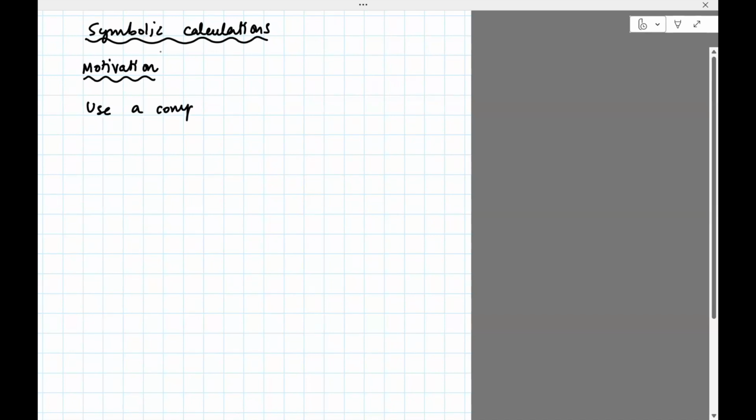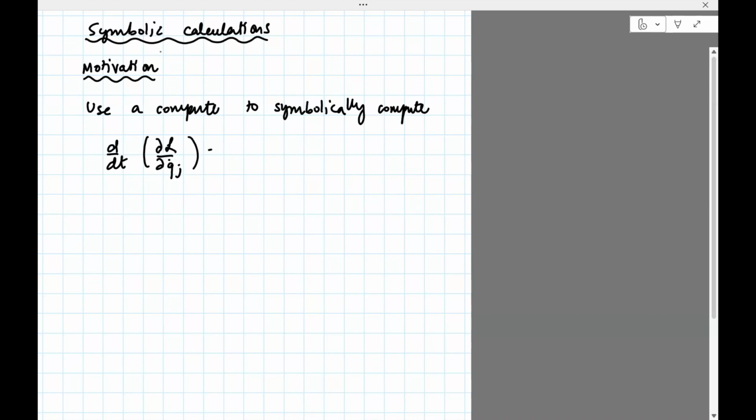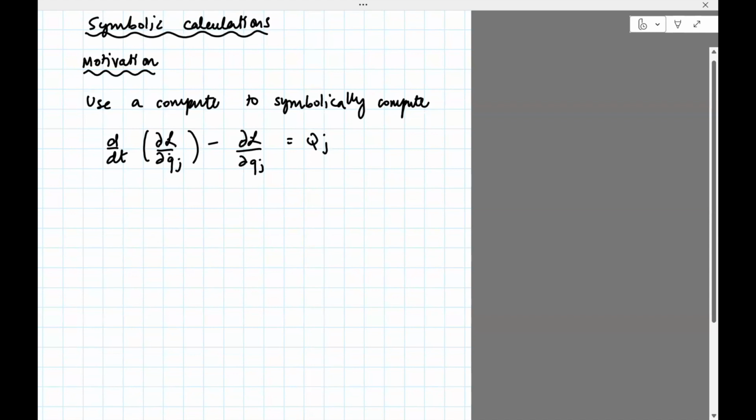Use a computer to symbolically compute d/dt of partial dL/dq̇j minus dL/dqj equals Qj. Use a computer. Okay, so that's the motivation.